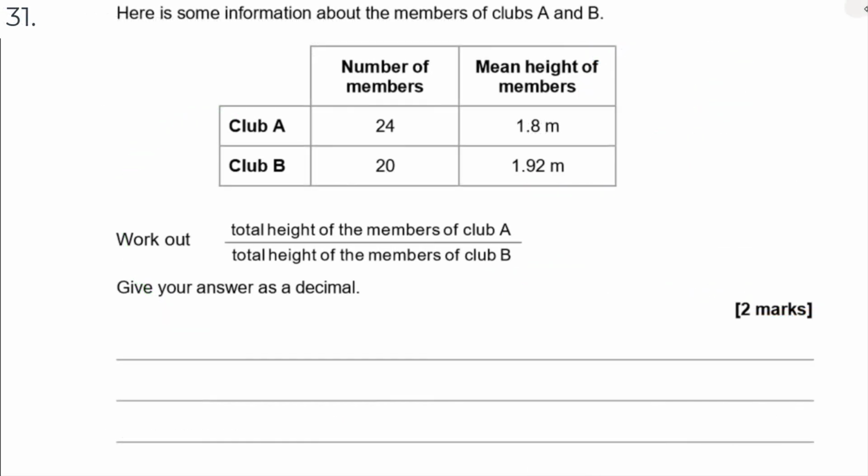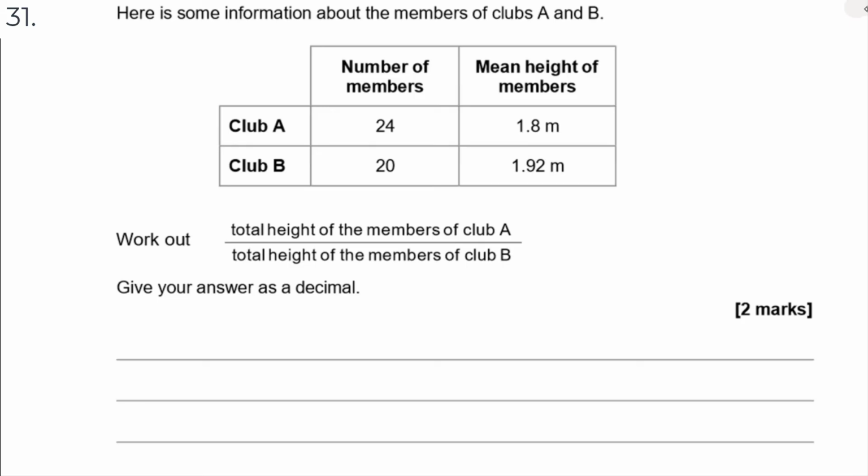Question 8. Here is some information about members of clubs A and B. Club A, the number of members is 24, and the mean height of the members is 1.8. Club B is a club for giants. There are 20 of those, and the mean height is 1.92 meters. Work out the total height of members in Club A divided by the total height of members in Club B. Give your answer as a decimal.